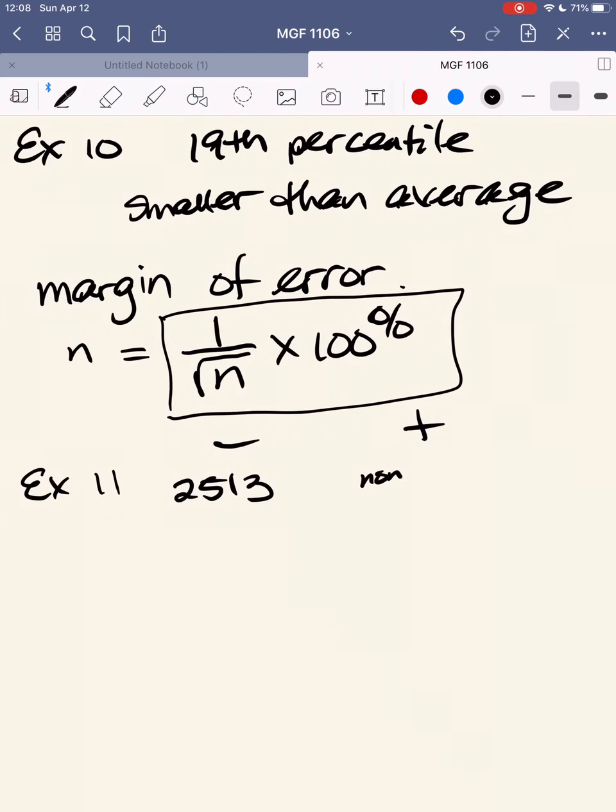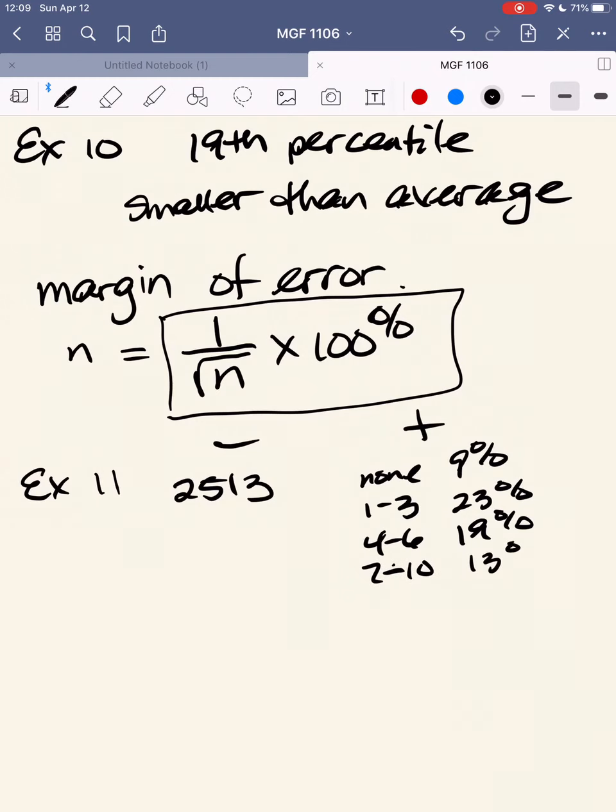So we have none at 9%, 1 to 3, 23%, 4 to 6, 19%, 7 to 10, 13%, and greater than 10, 36%. We want to find the margin of error for the survey rounded to the nearest tenth of a percent.